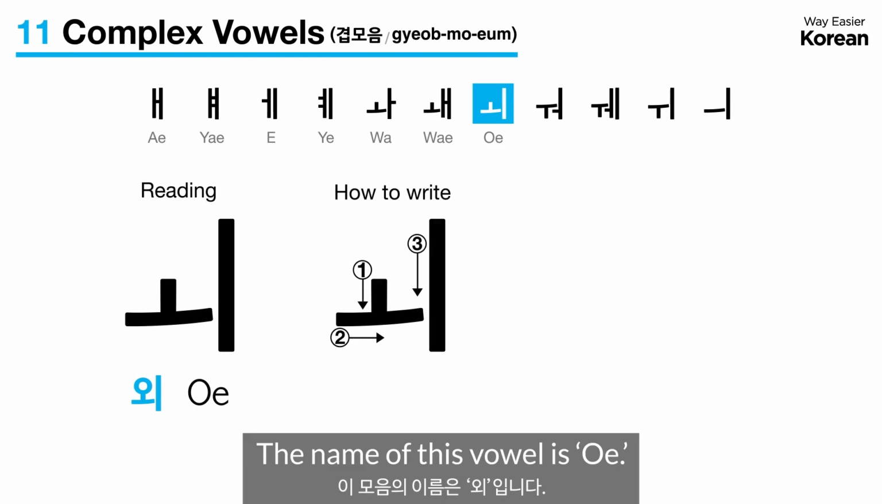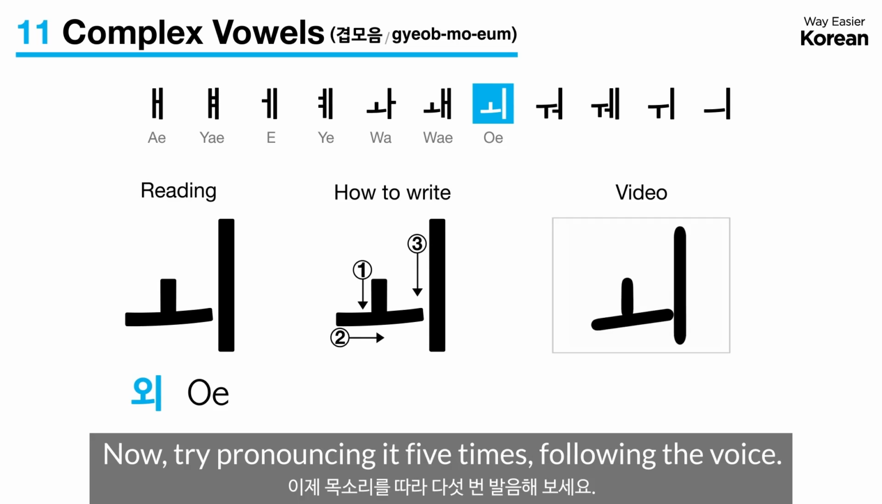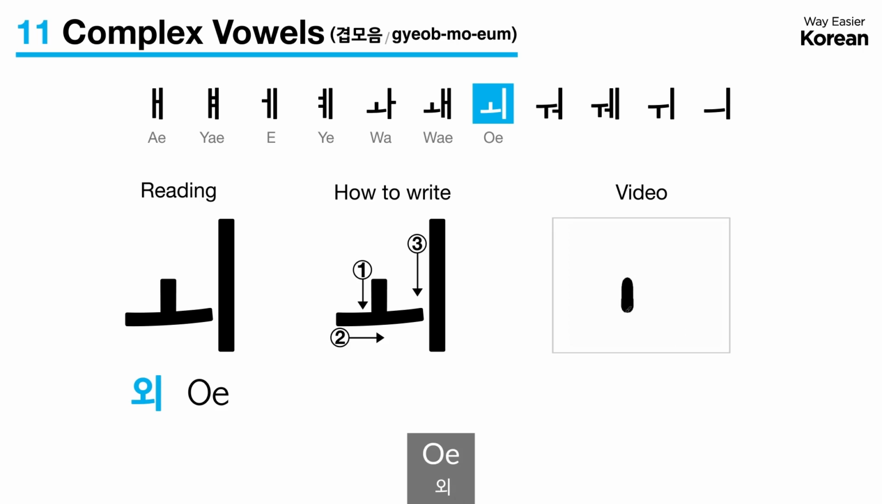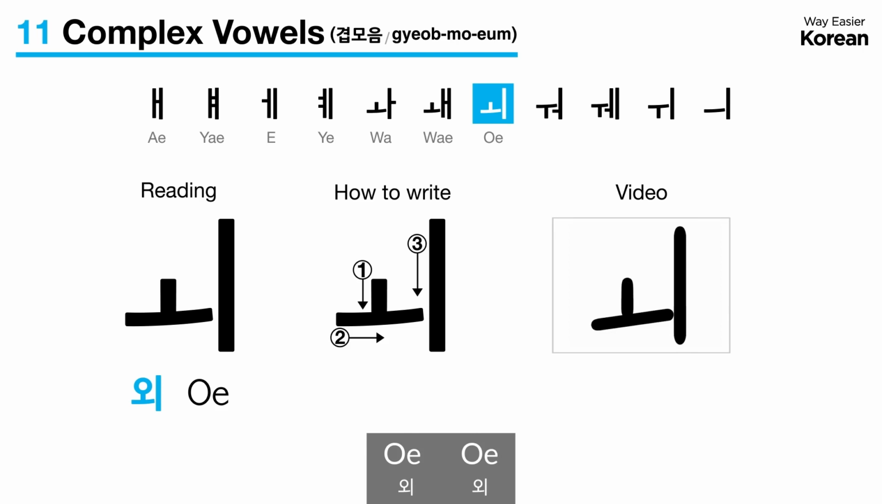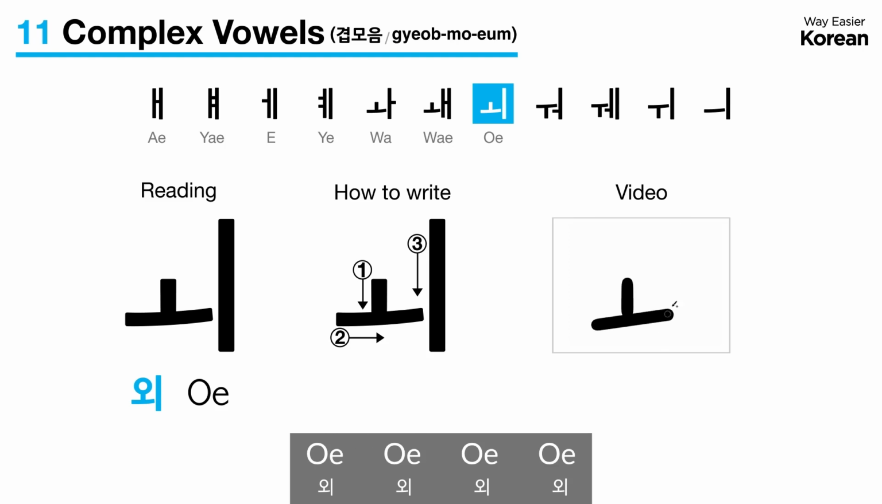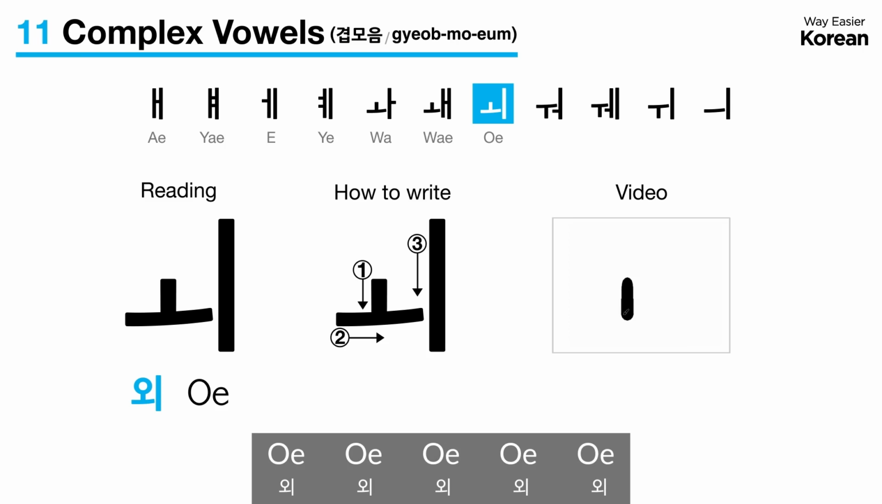The name of this vowel is 왜. Now try pronouncing it 5 times, following the voice. 왜, 왜, 왜, 왜, 왜.